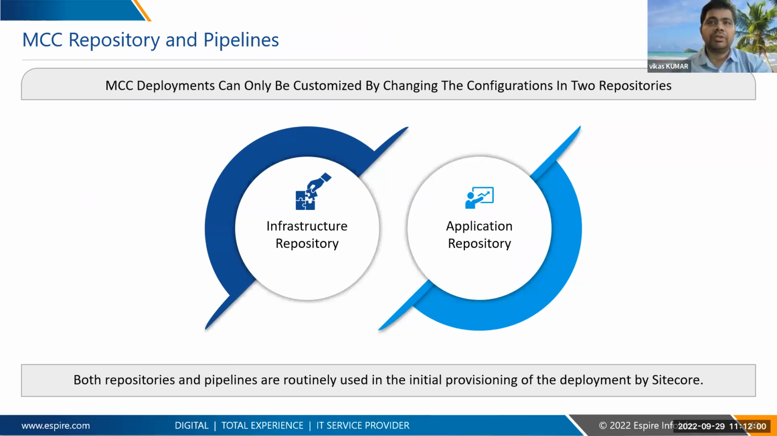one repository and the pipeline that Raman explained to push it to the ACR, Sitecore provides us two repositories and two pipelines. We call it the managed cloud for containers repository and pipelines. The first one is the infrastructure and the second is the application repository. Sitecore has used this repository to build the underlying infrastructure, and some pipeline and code in the repository help to manage that underlying infrastructure as well.